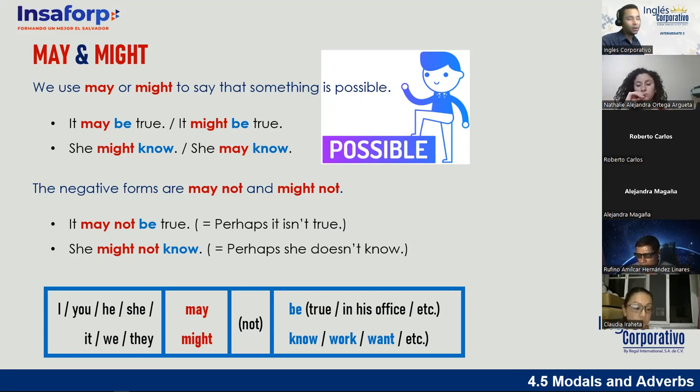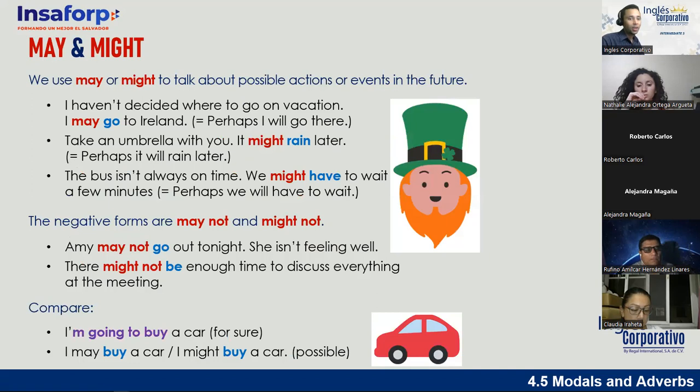May and might are modals, okay? And they express that something is possible. So you have may and might again. You use them to talk about possible actions or events in the future also, okay? If they are possible. You say, I haven't decided where to go on vacation. I may go to Ireland.